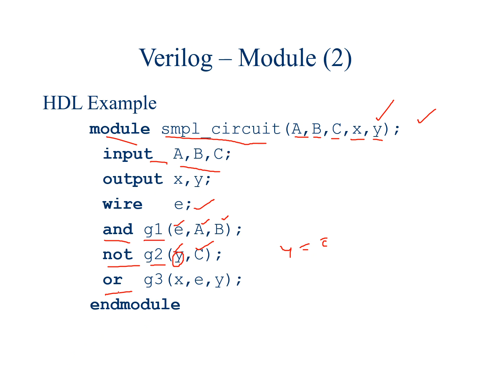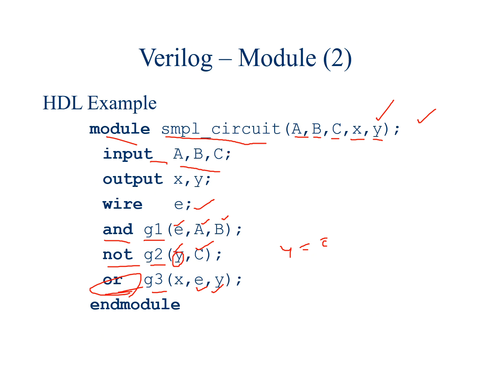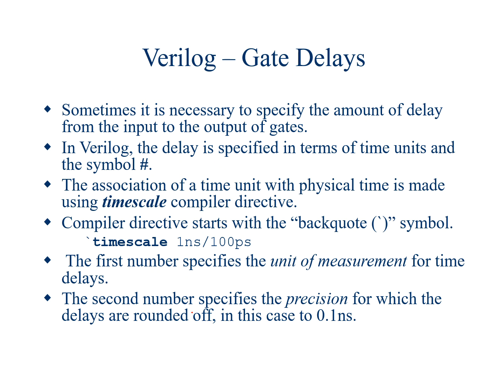And here or G3. or is your keyword, and G3 is your gate structural instantiation for OR, in which E and Y are your inputs. See here, E and then Y, which is equal to C bar, is given as an input to the OR gate, and these two perform the OR operation, and that is stored in the result X. X is your output. So now you end your module. This is how you need to write your basic Verilog module.